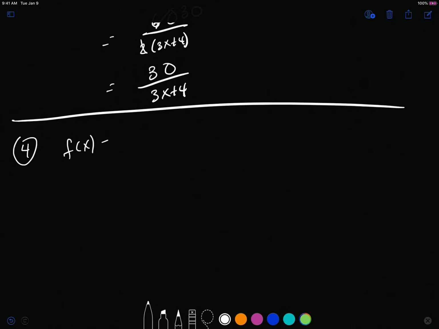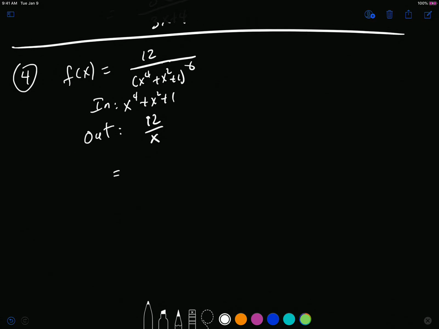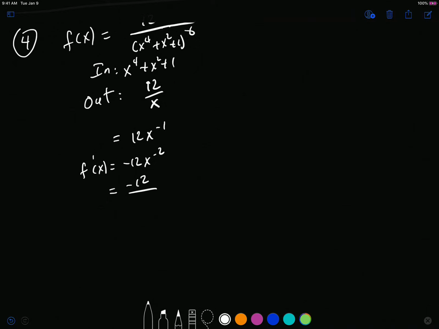I have f of x equals 12 divided by (x to the 4th plus x squared plus 1) raised to the 6th power. Again, the inside function is x to the 4th plus x squared plus 1. The outside function is 12 over x, which is better known as 12 times x to the negative 1, which allows me to take the derivative. F prime is negative 12x to the negative 2, which is negative 12 divided by x squared.